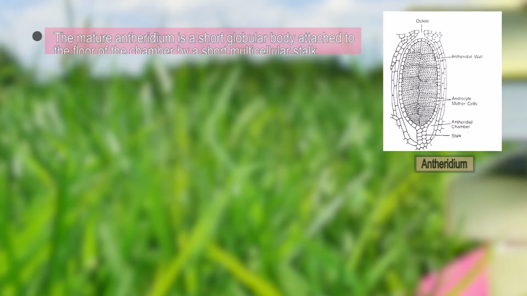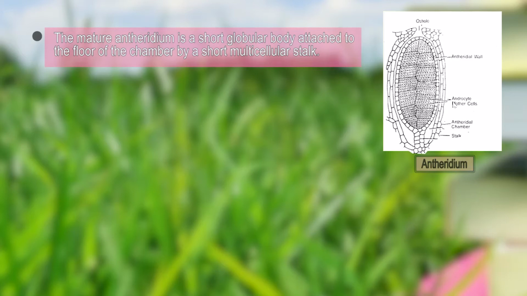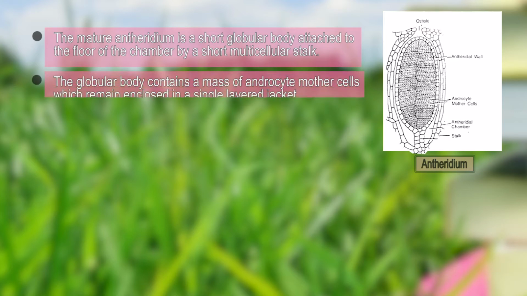Now, the structure of the antheridium: if you see, each antheridium is a club-shaped structure. It is a short globular body attached to the floor of the chamber by a short multicellular stalk. The globular body contains a mass of androcytes, or androcyte mother cells, which remain enclosed in a single jacket.